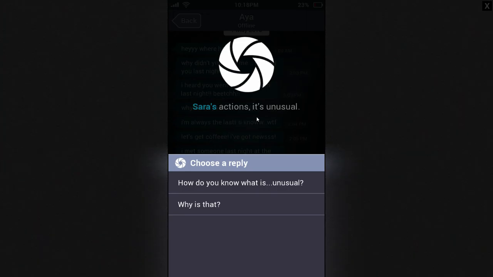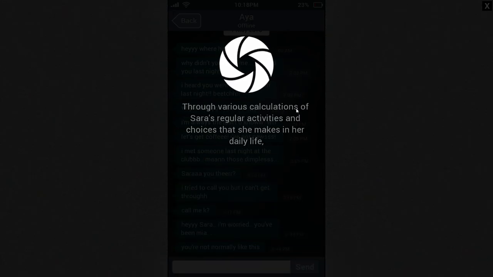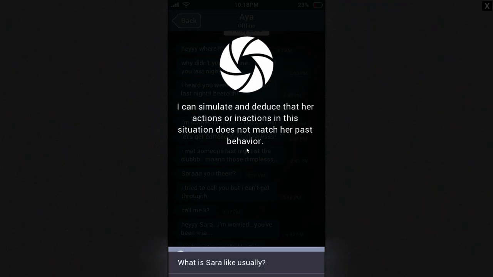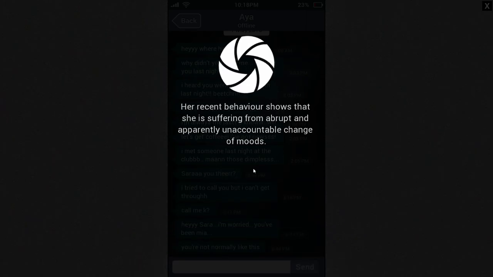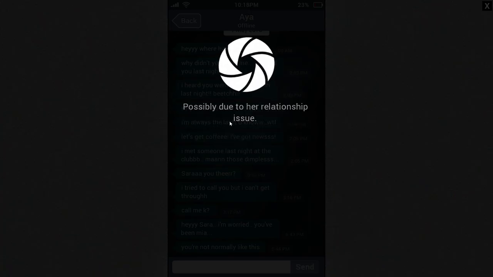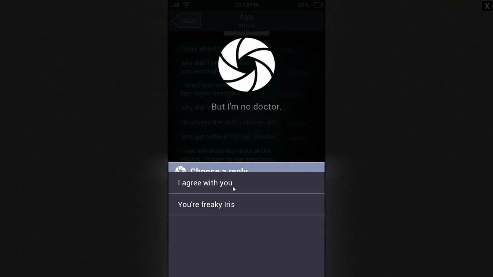Sara's actions, it's unusual. How do you know what is unusual? Through various calculations of Sara's regular activities and choices that she makes in her daily life. What is Sara like usually? Her recent behavior shows that she is suffering from abrupt and apparently unaccountable change of moods, possibly due to a relationship issue. But I'm no doctor. You're freaky, Iris. I agree with you.